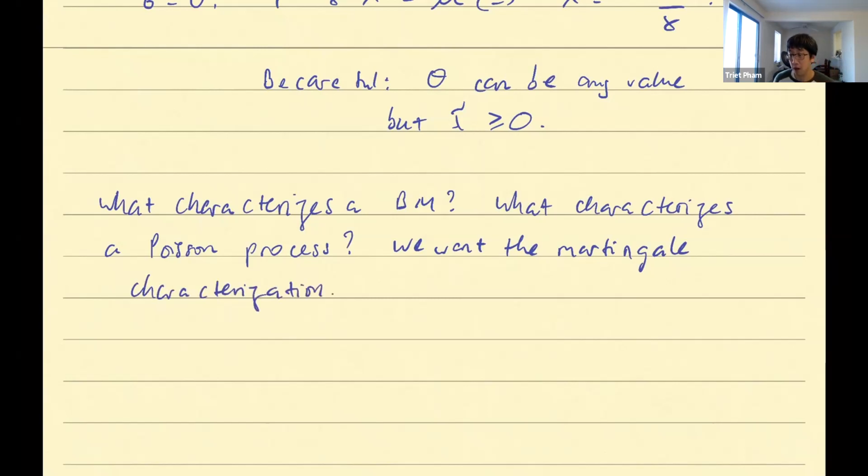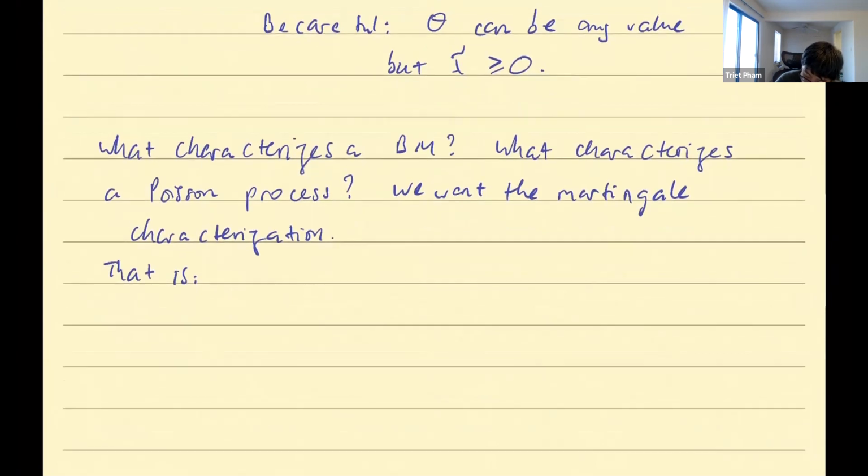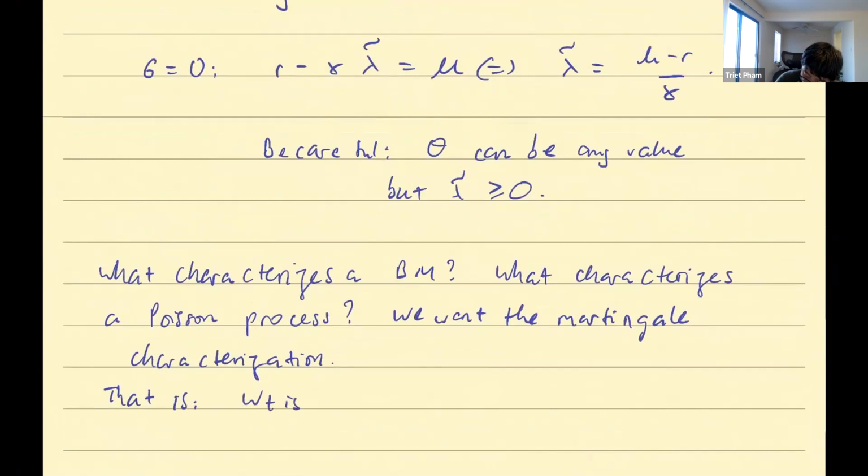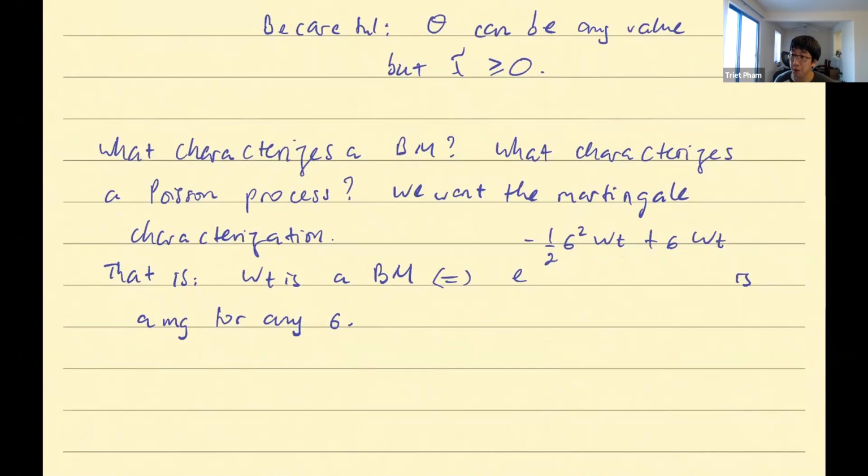Okay. And let me tell you what it is, right? And actually, you have seen this before. We claim something like this. W_t is a Brownian motion if and only if e^(σW_t − 1/2 σ²t) is a martingale for any σ. And so let me throw in what works for the Poisson process too, and ask why.